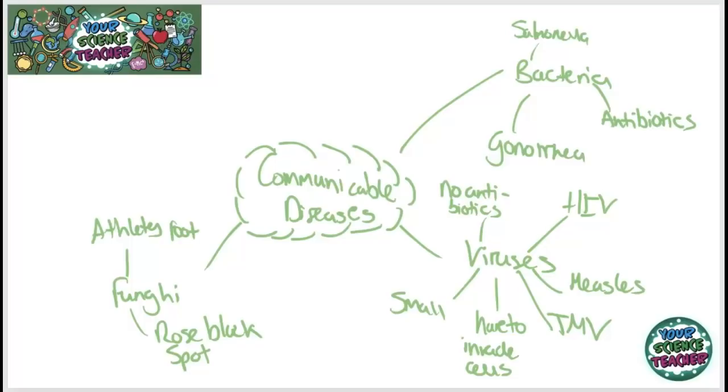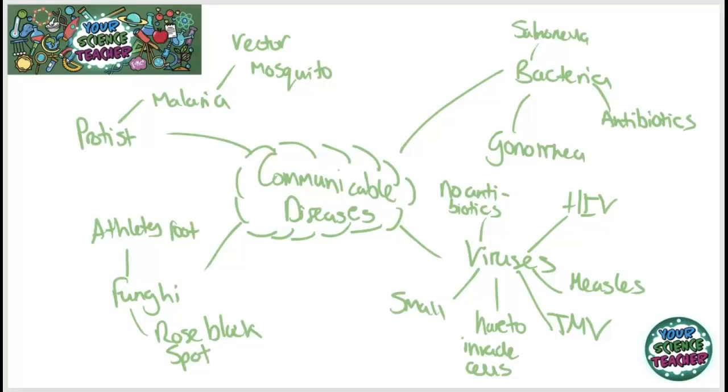Another example of a pathogen is a protist. An example is malaria, and malaria is carried by a vector, which is a mosquito. Now, malaria can make you incredibly ill. It can cause you to be coughing, lack of air, and can eventually lead to death if it's not treated.